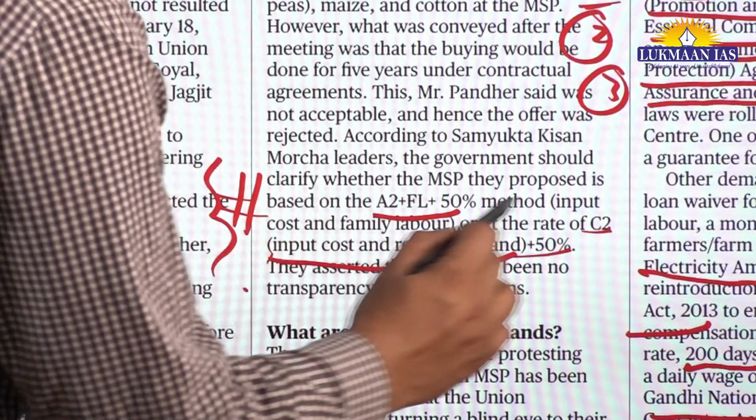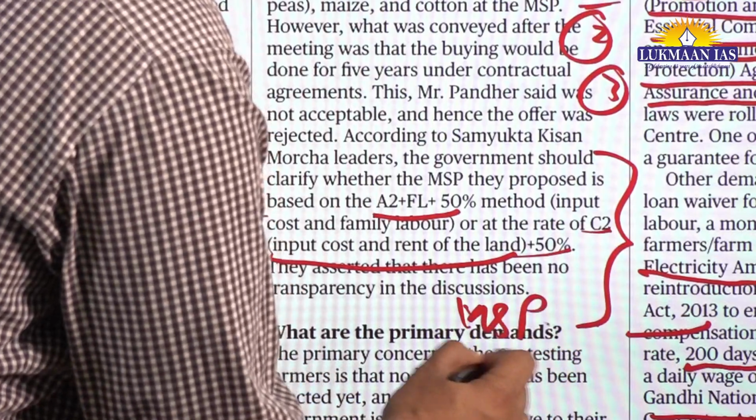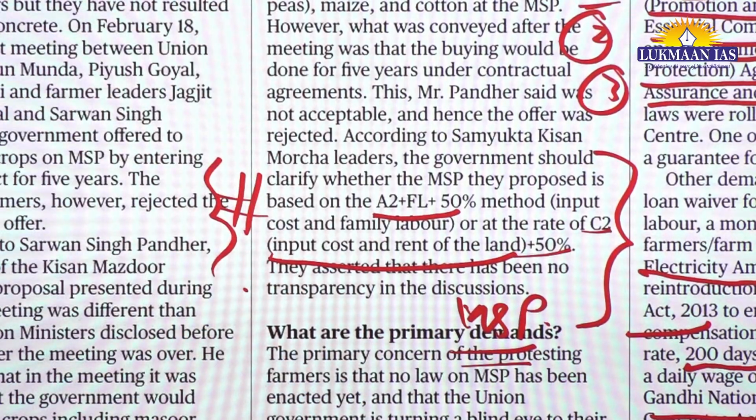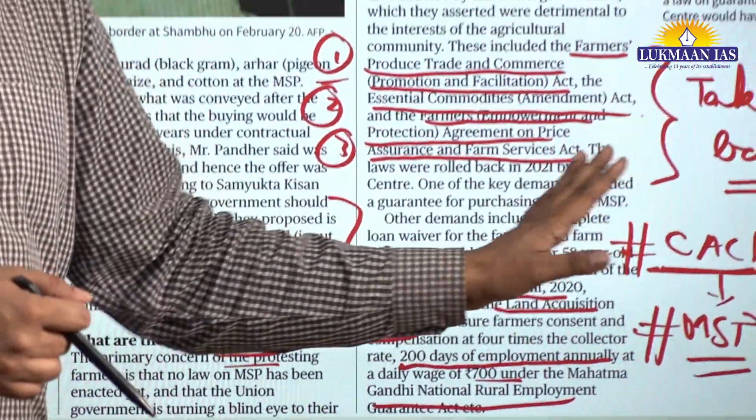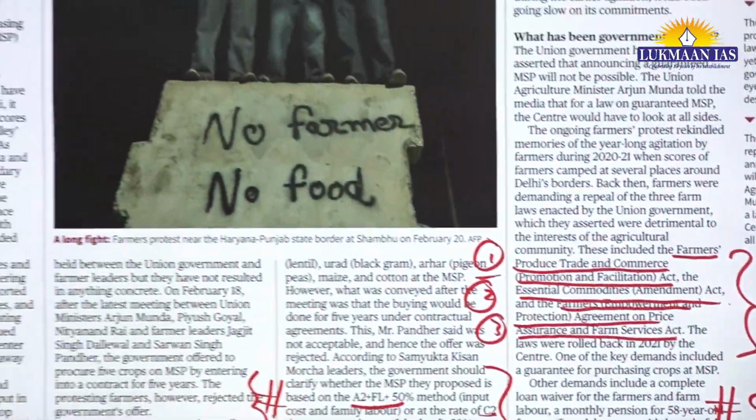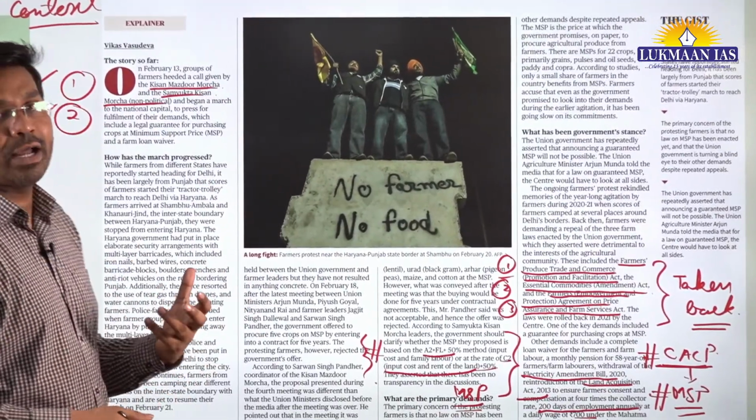So these are different methods of calculation of minimum support price, and the minimum support price in India is calculated by the Commission on Agricultural Costs and Prices, okay? So these are some of the important parts of why farmers are protesting.